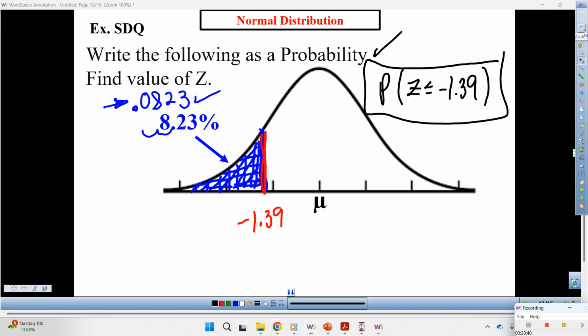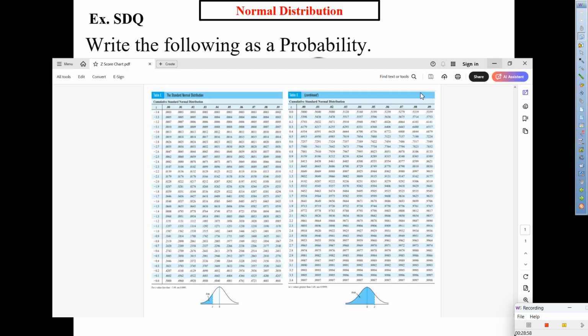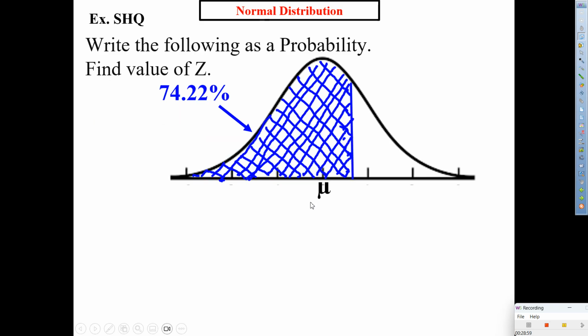All right, look at this one. Don't copy that one, but walk your neighbor through that one, how to find the z-score. How do you find the z-score for that one? Tell your neighbor what to do. Don't copy it, just talk it up with your neighbor. What do I do? First step: put the percent into a decimal so it gives us point what? 0.7422. Then you look for that on the chart, and that's how you find your z-score and write your probability. All right, we got this, yes?